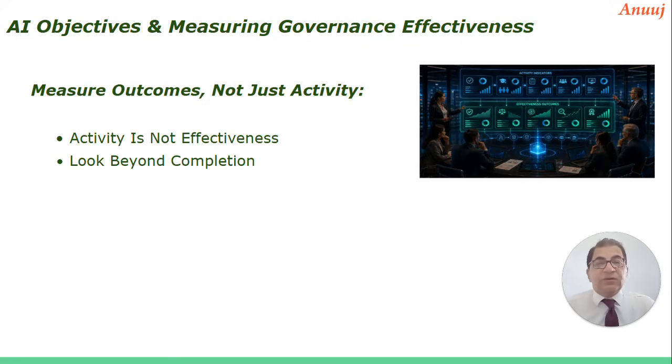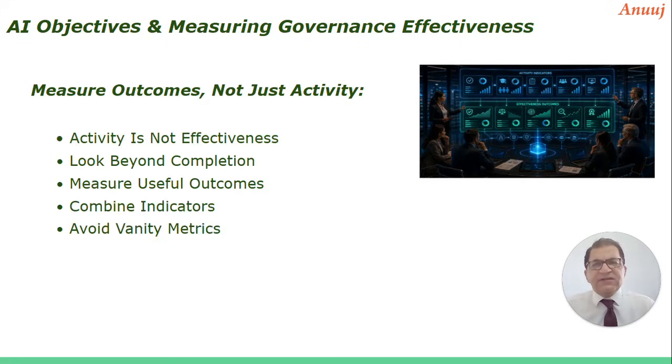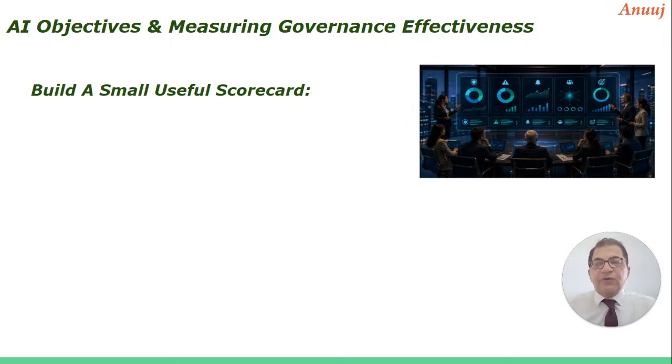Measure the outcomes, not the activity. And you need to understand whether those activities result into the outcomes that you desired. Activity is not effectiveness. Outcome defines your effectiveness. Look beyond completion. Measure useful outcomes. Combine your indicators and see are they really making some sense, and avoid any vanity related metrics. Vanity related metrics need to be clear to you.